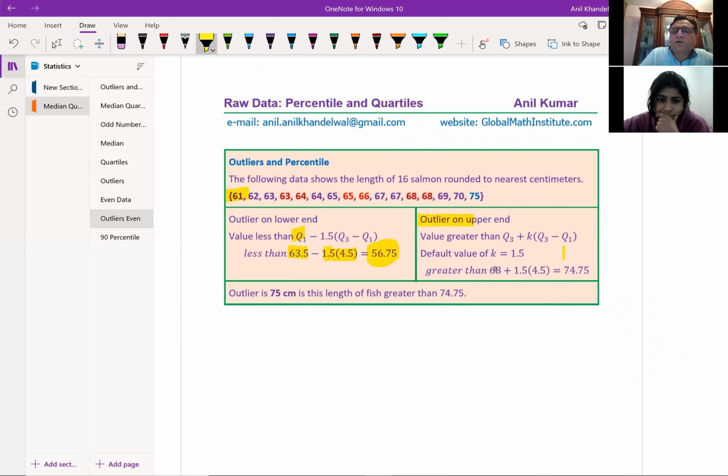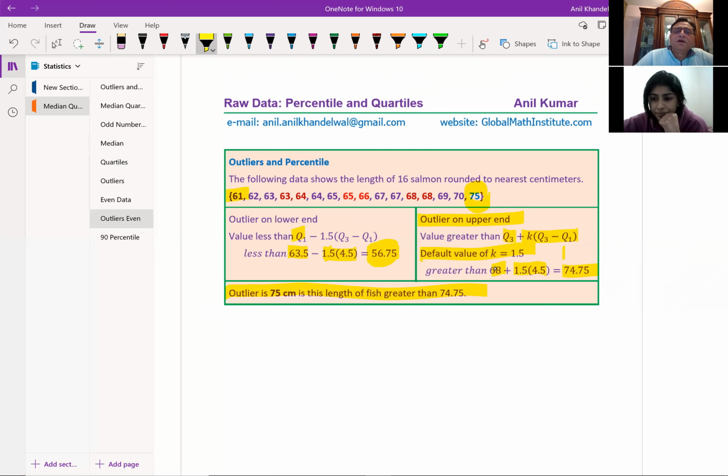On the other hand, for outliers on the upper end, Q3 plus K times (Q3 minus Q1) gives you a value. I'm using the default value of K as 1.5. Greater than 68 plus 1.5 times 4.5, and that gives you 74.75. Now, 75 is an outlier since this value is higher than 74.75. Correct? So we have an outlier, which is 75 centimeters. So the fish whose length was 75 centimeters is an outlier. Is that clear to you?